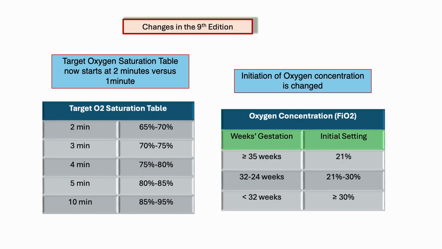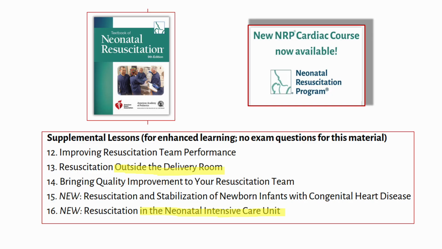So again, to summarize, like we talked about already, the oxygen target has been changed, and this is the new table according to gestational age. So just remember that. And again, to reiterate, the new NRP cardiac course is now available. And as you can see, the supplemental lessons have outside the delivery room resuscitation being discussed, which I think is very important, because currently the NRP was totally on the delivery room, but we know that things can change.